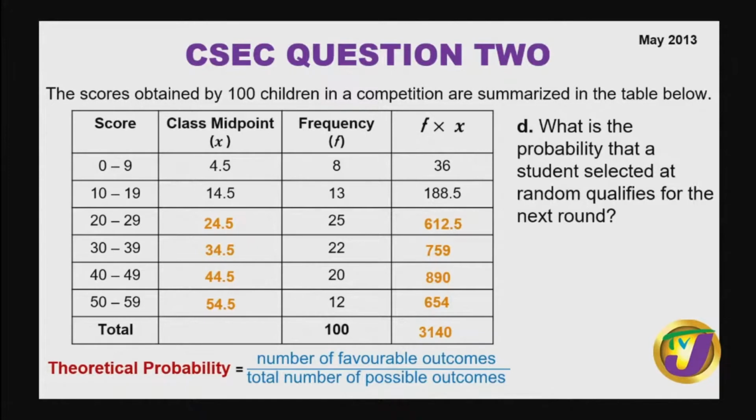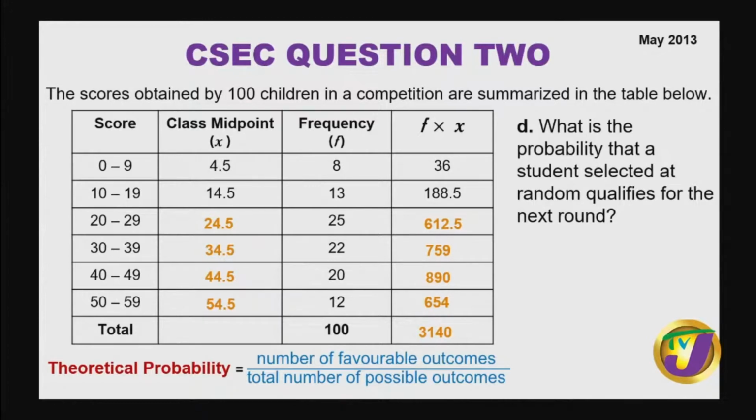In layman's terms, the favorable outcome is what we're looking for based on the question. What we want. So we're looking for those students who score 40 or more. Those students would represent our favorable outcome. So we said that's 32.